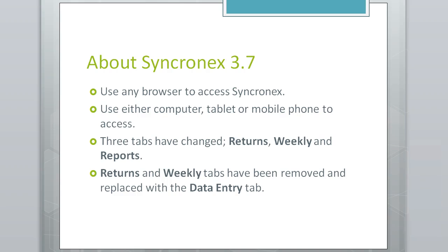Most of you have been using Syncronex for quite some time, but we now have an update that requires you to change some of what you've been doing. I want to touch on the key changes in this newest version of Syncronex. Syncronex 3.7 can be used with any browser instead of just with Internet Explorer 8, as was previously the case. It now has multiple points of access using computers, smartphones, and tablets, whereas before we could access it only on a computer.